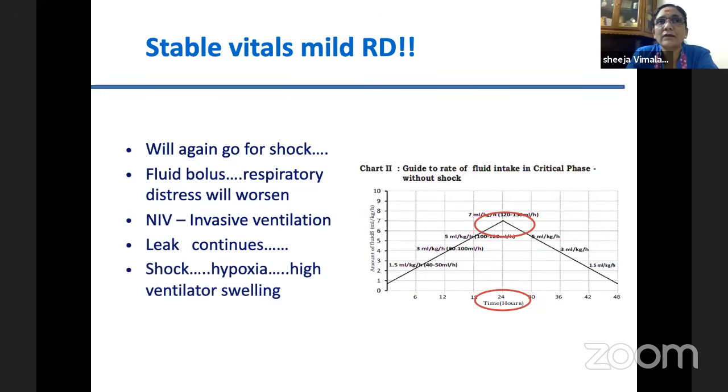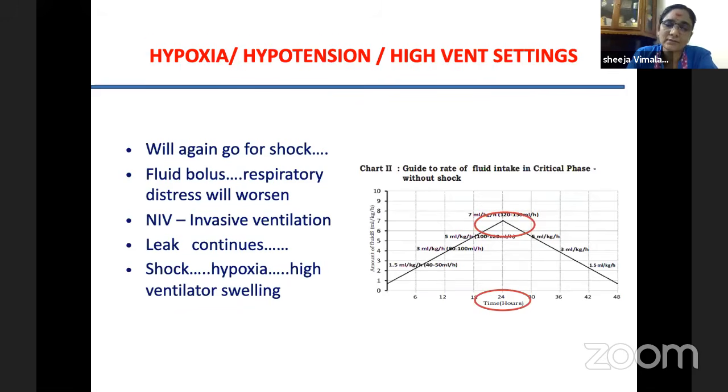And finally, you have a situation where on one side you have shock and you want to give IV fluids. On the other side, you have hypoxia, which is not getting managed by your ventilator settings. And if you try to manage shock, the hypoxia worsens. If you try to manage hypoxia, the shock worsens. So that is literally standing between the devil and the deep sea. Hypoxia, hypotension, and high ventilation.